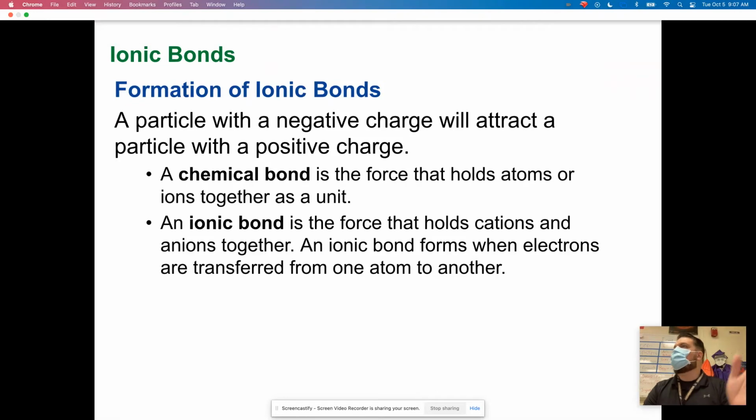It literally gets rid of an electron, and the other one literally gains an electron. One is positively charged, one is negatively charged. They're attracted to each other. Boom, they're stuck with each other.